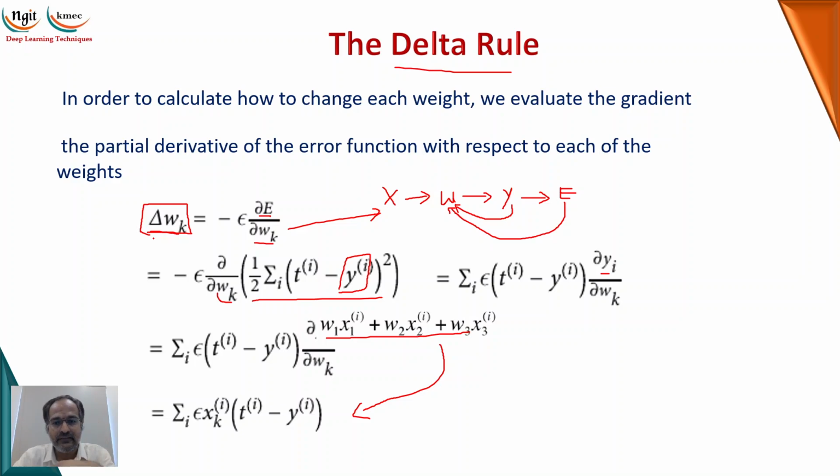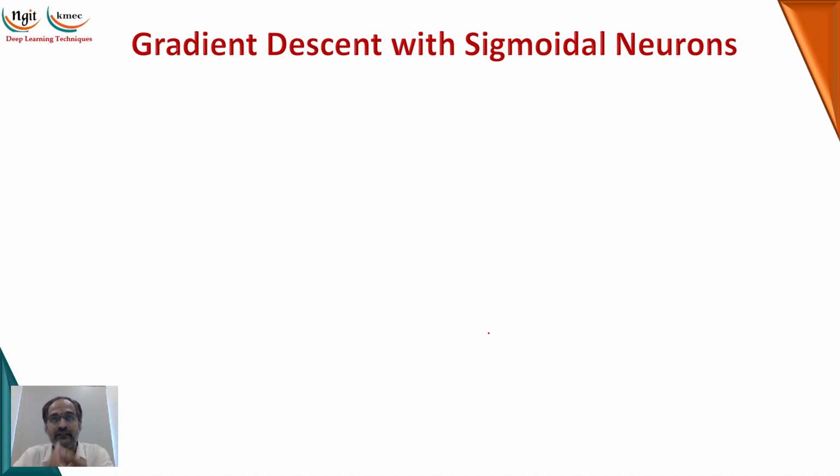Now let us see another kind of neuron. This is for the linear neuron. This is not for all types of neurons. This is for the linear neuron only, because we are taking y equal to w1 x1 plus w2 x2 plus w3 x3 only. Now there is another kind of neuron also available, that is a sigmoidal neuron.